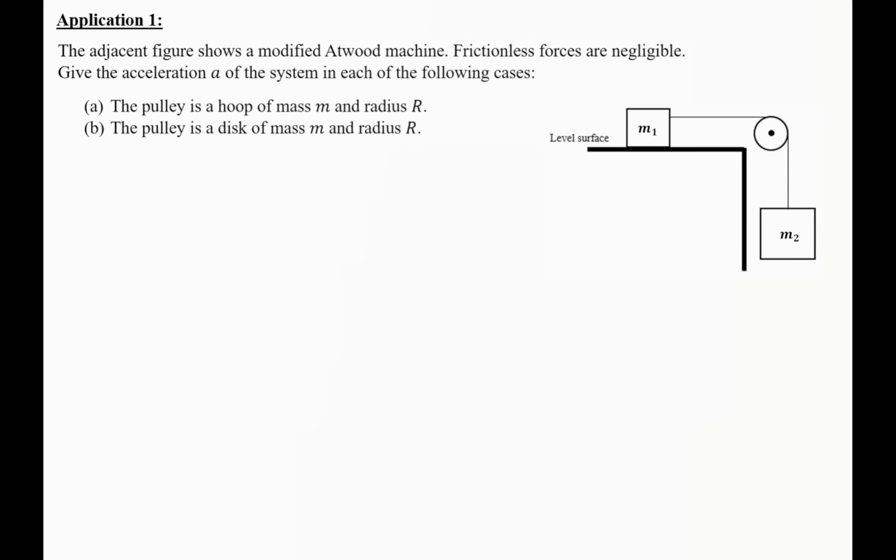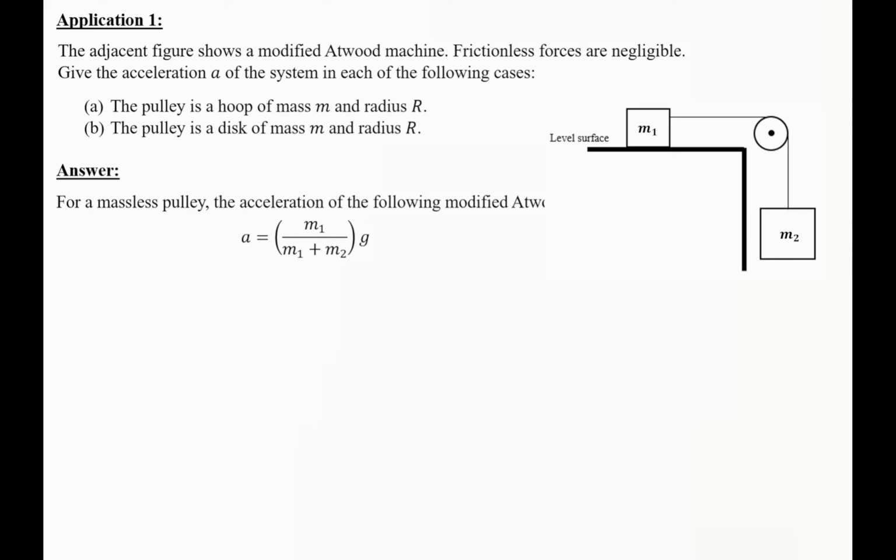Now let's do application 1. We have a modified Atwood machine. The adjacent figure shows a modified Atwood machine. Frictional forces are negligible. Give the acceleration a of the system in each of the following cases. For a massless pulley, the acceleration of the modified Atwood machine is given by m1 over m1 plus m2. If the pulley is massive, then we need to add I over r square. The modification would be the injection of the mass of the pulley in the denominator.